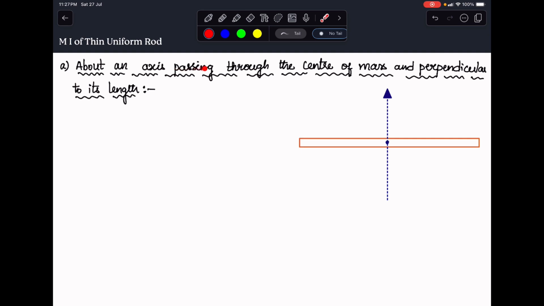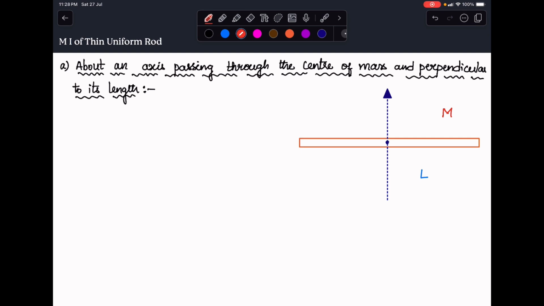about an axis passing through the center of mass and perpendicular to its length. You can see in the diagram over here, this is a thin uniform rod, and say this thin uniform rod has a length L. Clear? And say this thin uniform rod also has a mass M. Total mass be M.